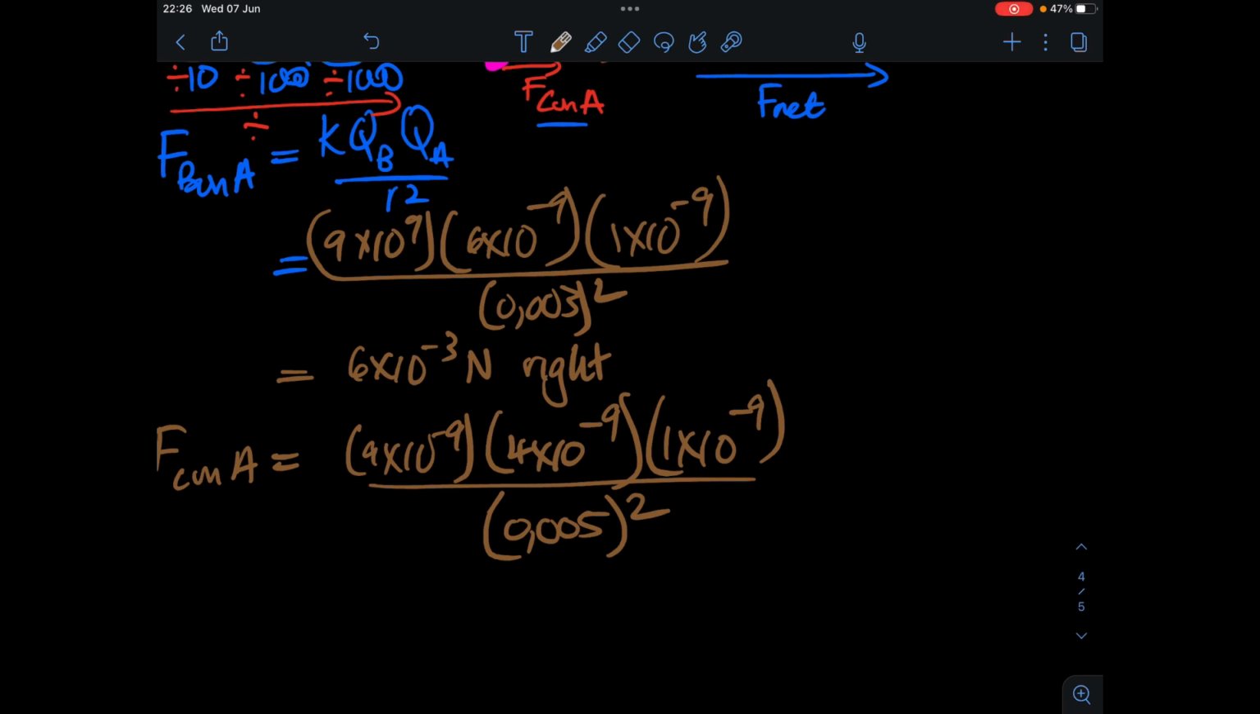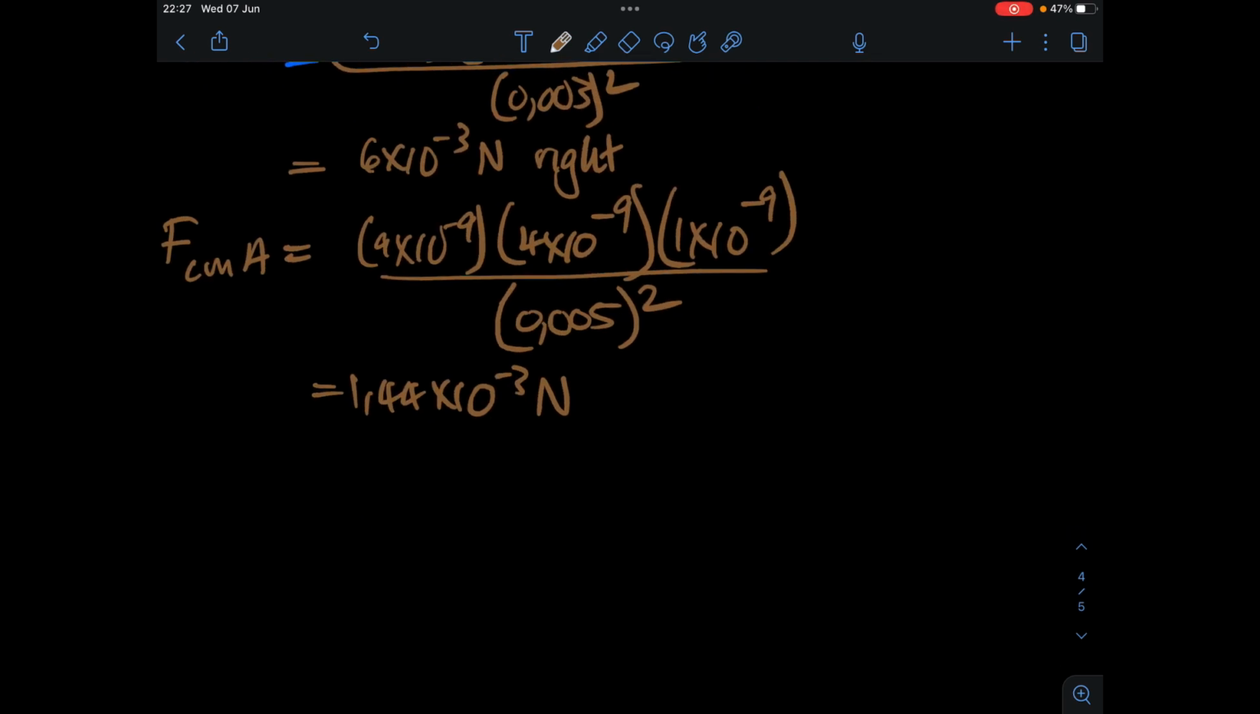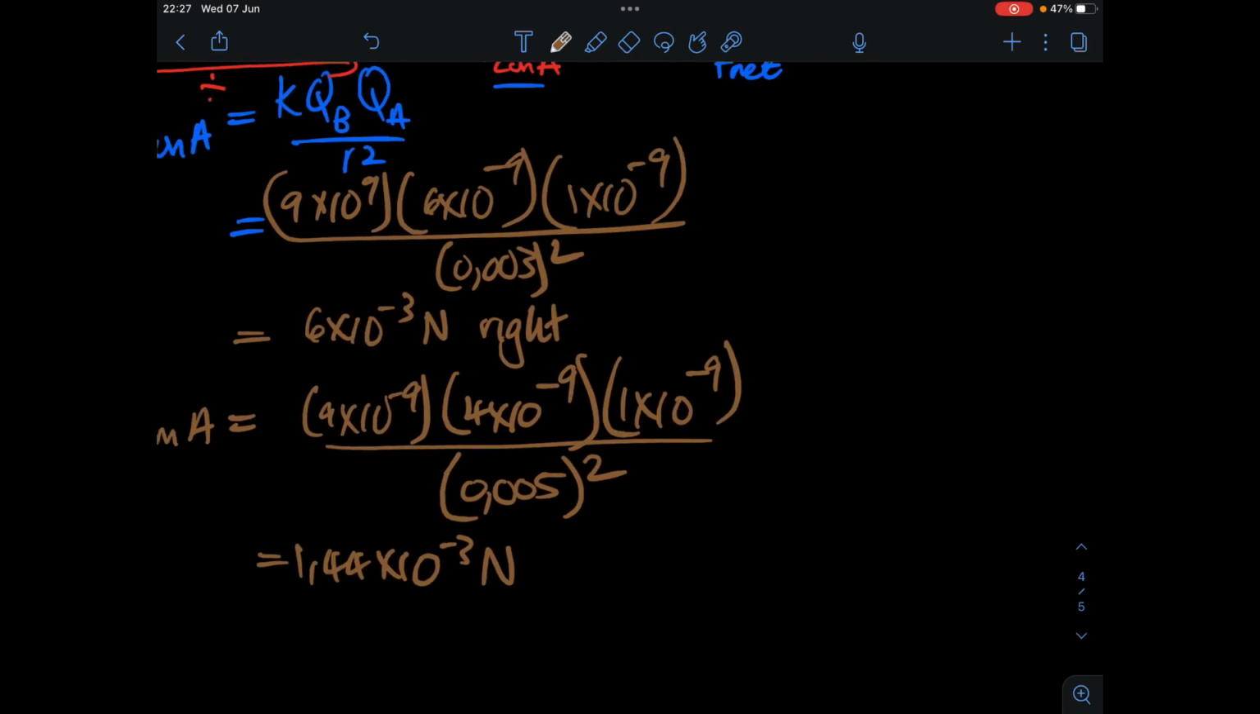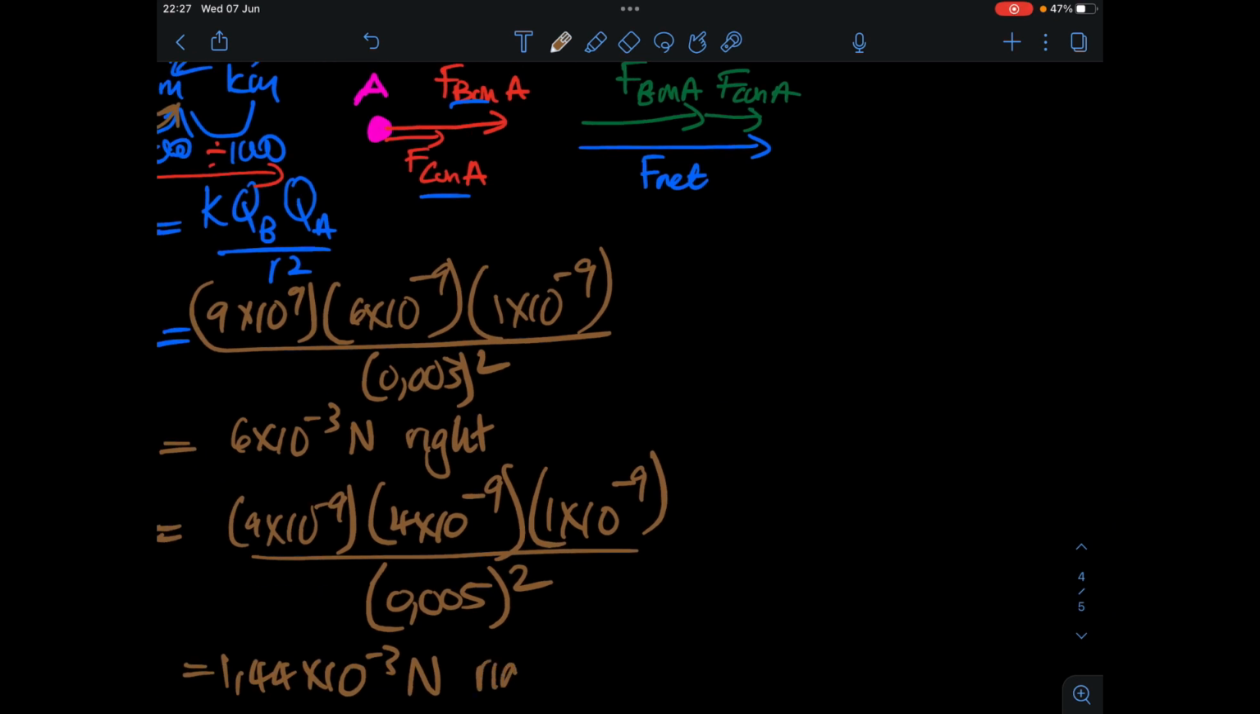Punch that in the calculator. 9 times 10 to the power 9 times 4 times 10 to the power negative 9 times 1 times 10 to the power negative 9, all divided by 0.005 squared. So the answer will be 1.44 times 10 to the power negative 3 newtons. So what is the direction? We said the direction of C to A is going to be right.